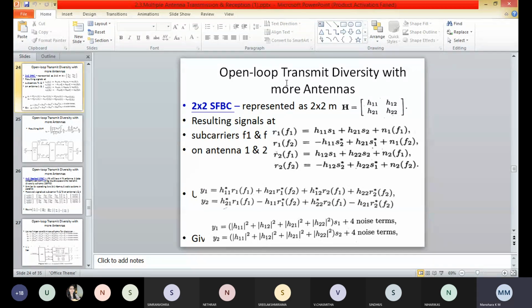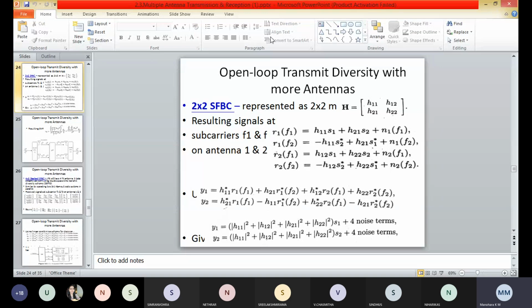Here we have this approach to achieve the gains of both MRC and SFBC simultaneously. In this overview, two other popular open loop transmit diversity approaches are as follows: 2x2 SFBC and 4x2 stacked STBC.